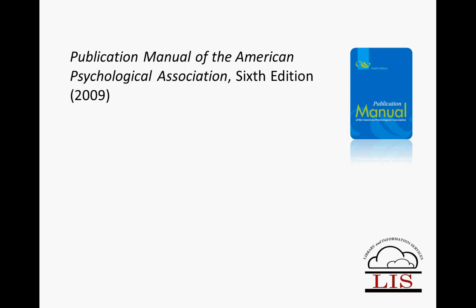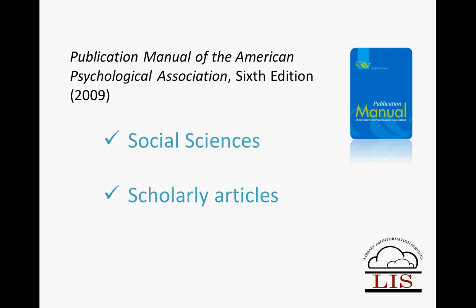in research papers. The social sciences include sociology, psychology, education, and others, but for most of the examples in this video, we'll be using articles from the health sciences. Also, we're going to focus just on citing scholarly articles. We won't be talking about citing books and other types of sources.